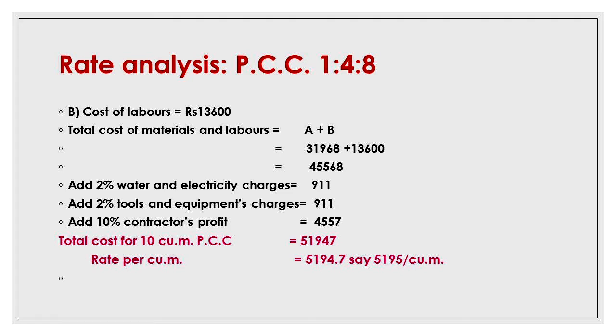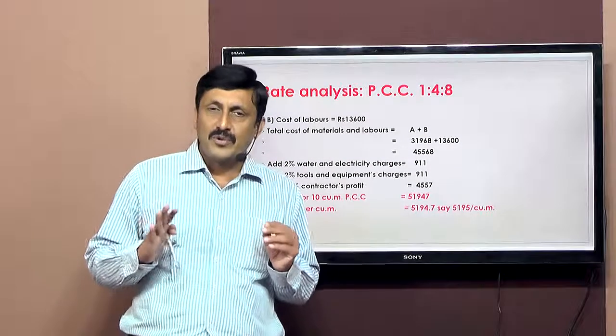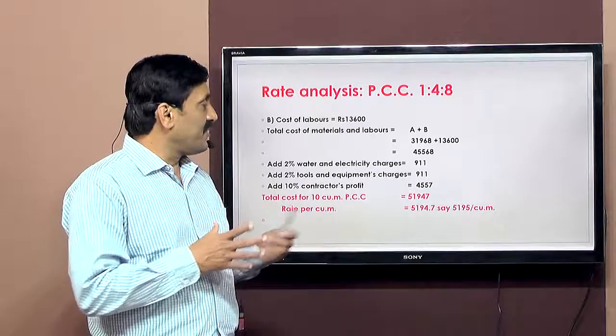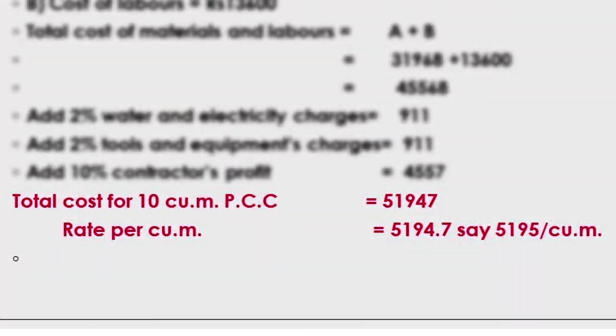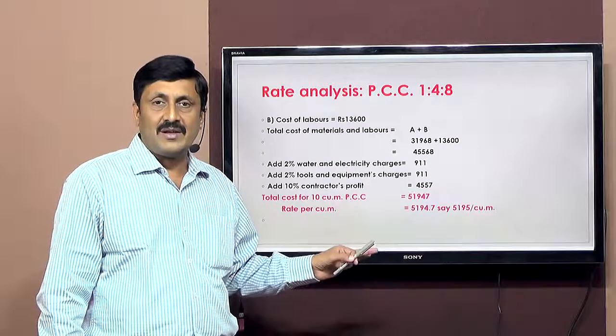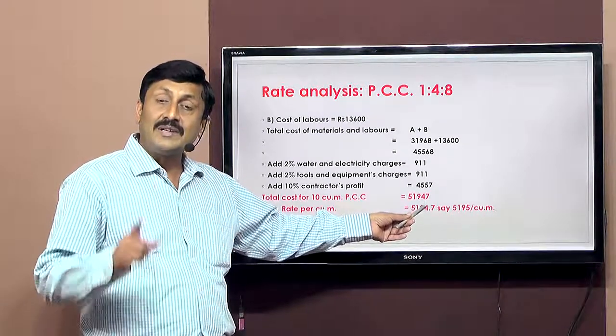So the addition of A plus B, that is 45,568 plus 911 plus 911 plus again 4557, comes to 51,947 rupees. So the total cost of 10 cubic meter PCC in foundation of proportion 1:4:8 is 51,947. Please remember that this is not the final rate analysis of PCC 1:4:8. This is the total cost of 10 cubic meter.